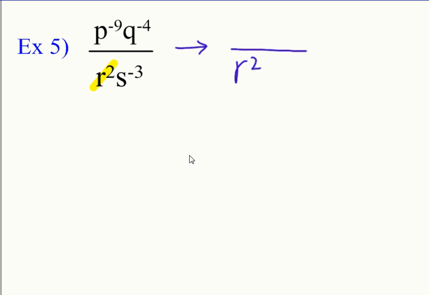It doesn't need to move. But this S to the negative 3 needs to move from the denominator to the numerator. So we'll put that up into the numerator and make that positive. This P to the negative 9, we need to move it from the numerator down to the denominator. Same thing with the Q to the negative 4. They both need to move. So let's move them both into the denominator. And once we do that, now all the exponents are positive. Now, if we had bases that were numbers instead of letters, we would continue in simplifying this.